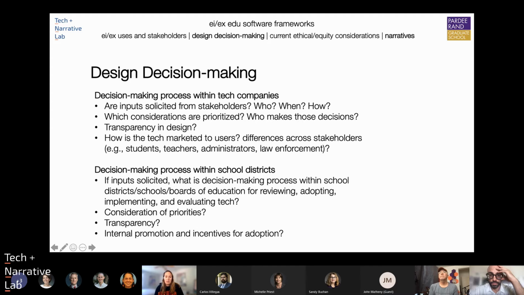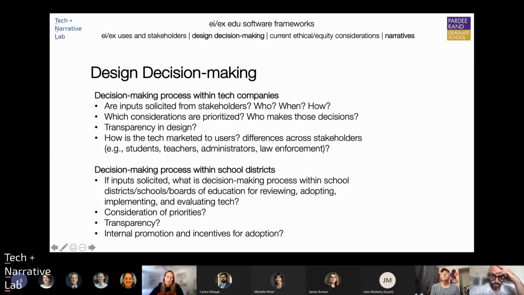Is there transparency in the design of these technologies and how they're going to be used? And how is the technology marketed to users? So is there a different kind of marketing narrative for users, whether a user is the target of it as a student, or are they being surveilled? Is there information being collected? But also the same with teachers, right? So whether teachers have a different narrative that's pitched to them.